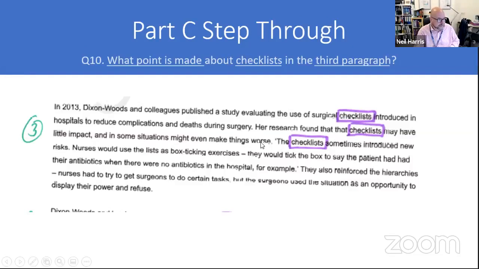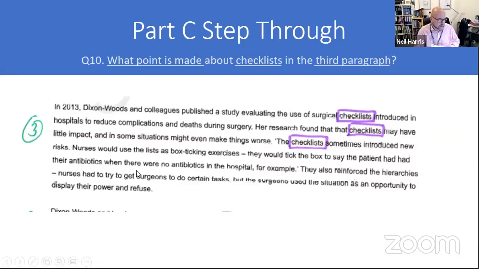It seems to go on to explain this with a quotation. The checklists sometimes introduced new risks. Nurses would use the lists as box ticking exercises. They'd tick the box to say the patient had had their antibiotics when there were no antibiotics in the hospital, for example. So the point seems to be that checklists, in fact, have little impact. They may make things worse by introducing new risks. For example, people filling in the list incorrectly by saying the opposite of what was true.